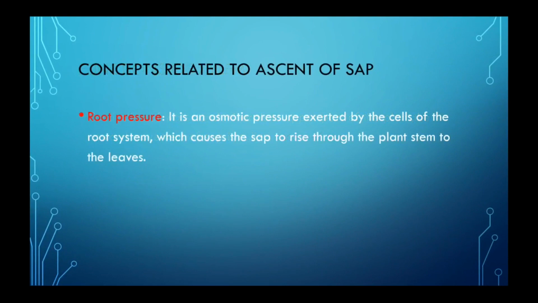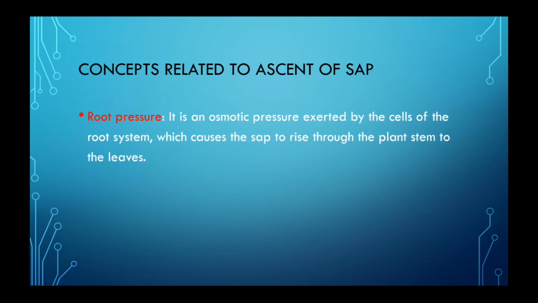Then ascent of sap, this is a new term for you. So what is ascent of sap? It is the conduction of water and minerals to the upper part of the plant. Different scientists have different opinions, and this is the next topic of this video lesson: concepts related to the ascent of sap.